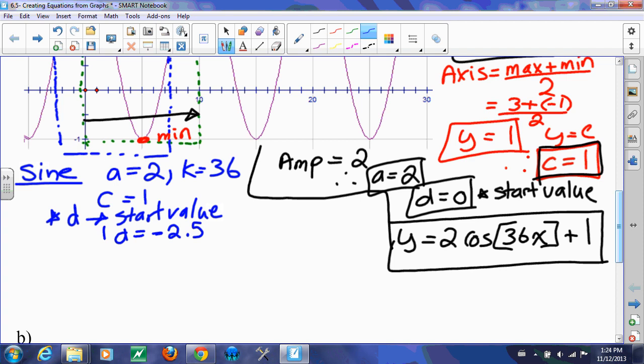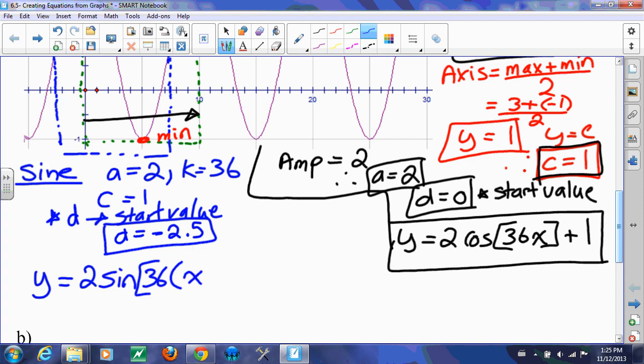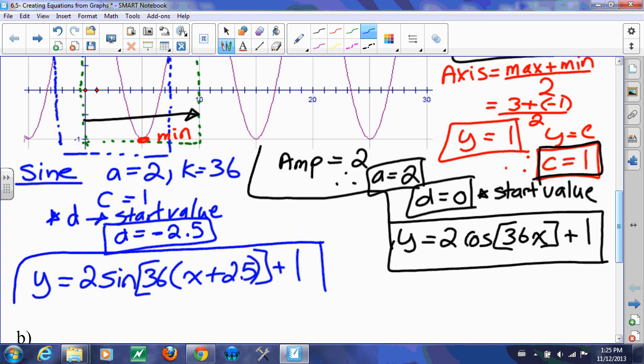So subbing this in, again, you're using the sine curve, so it's going to be y equals a, which is 2, times the sine of k, which is 36 degrees. And remember, we've got a shift, so it's going to be bracket x, and it's negative. So when you subtract a negative, it becomes a positive 2.5 in there. And then we've got to add 1 to it. Okay, so there's the equation for the sine base function, and here's the one for the cosine. So those are your two equations to explain this function.